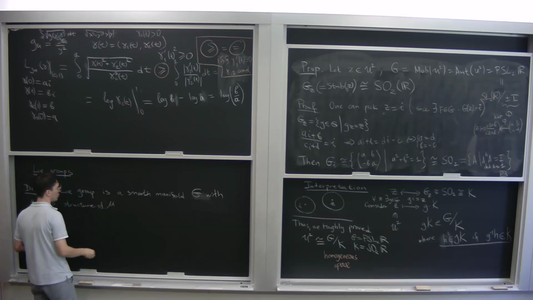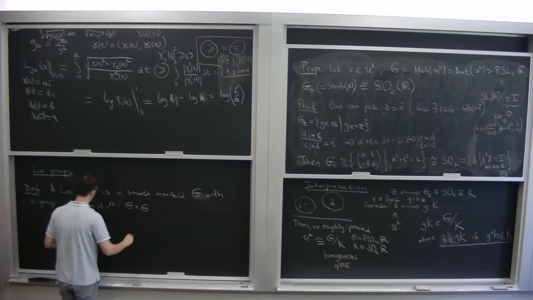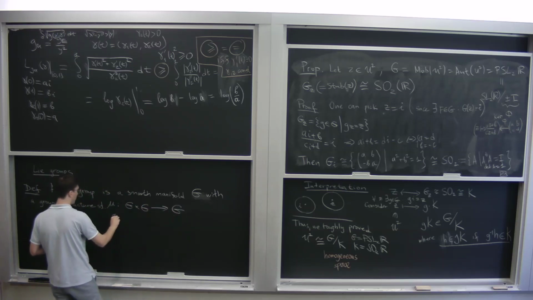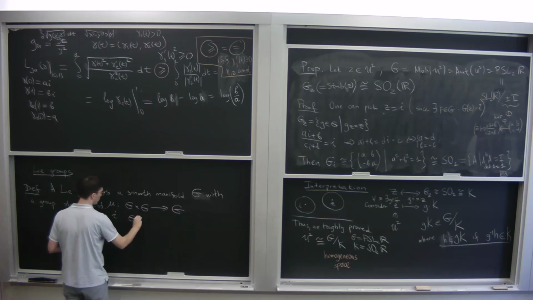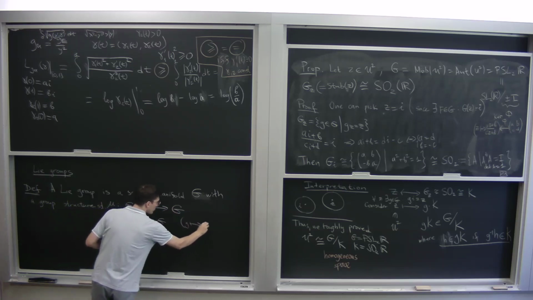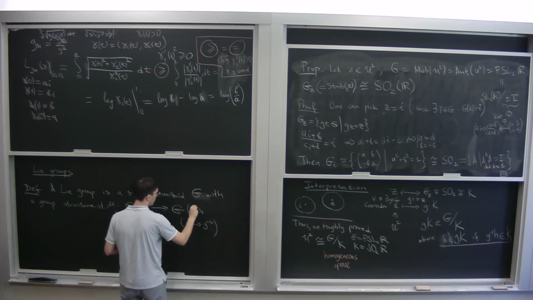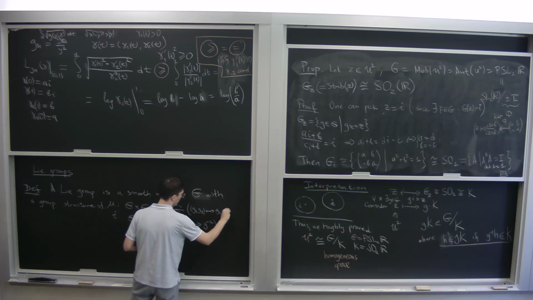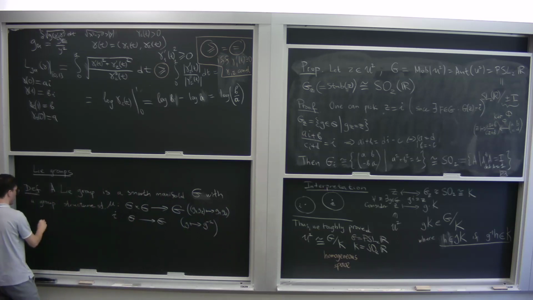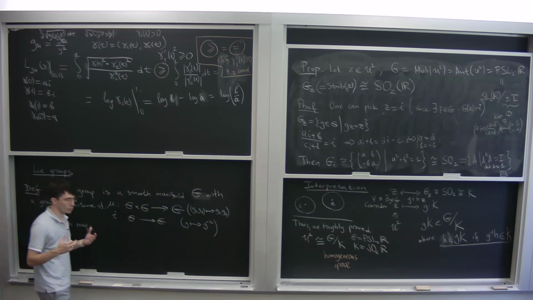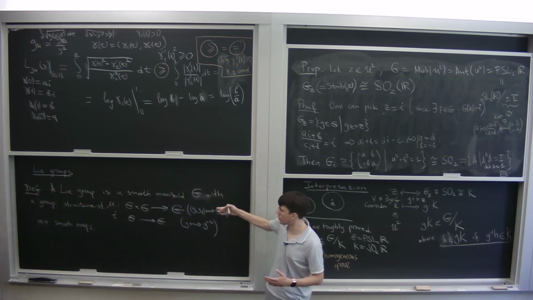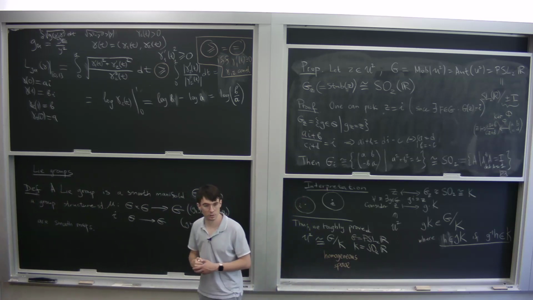Such that the multiplication, and I will denote the inversion by I, so G to G. This goes as G inverse, and (g1, g2) is mapped to the product. Such that these two maps are smooth maps, right? Or in other words, we have a group which is equipped with the structure of a smooth manifold, such that the group operations are smooth with respect to this topology.